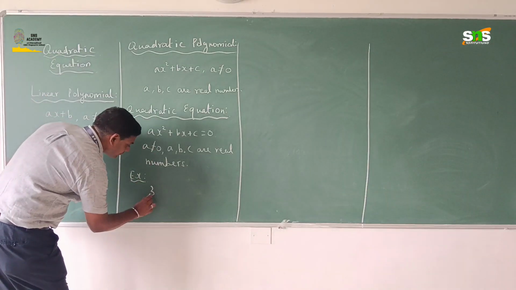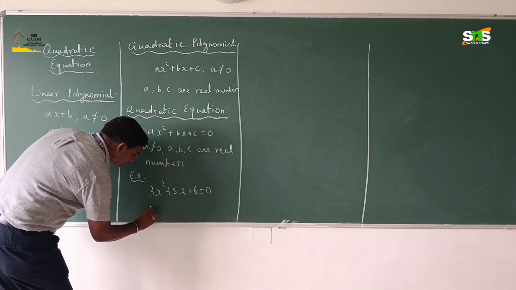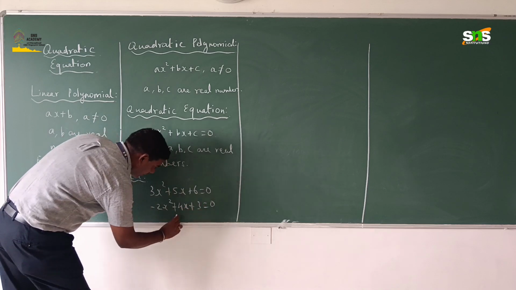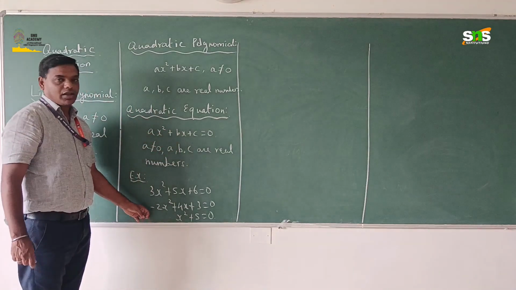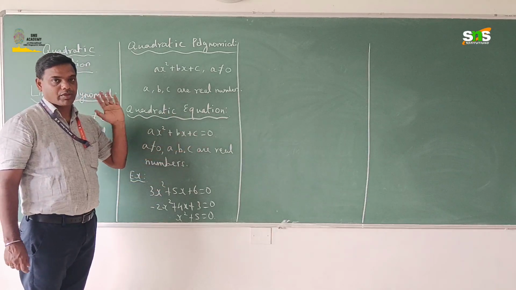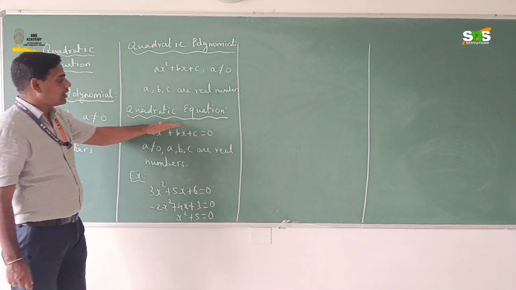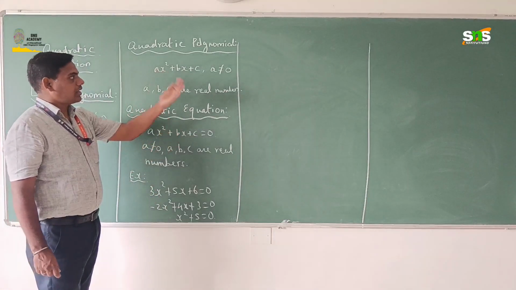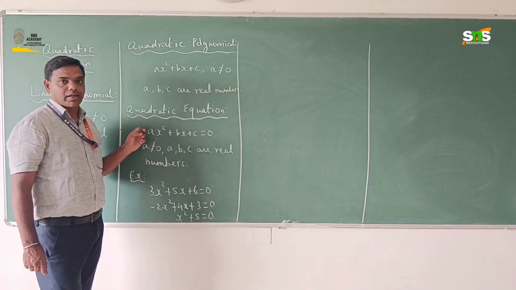For example, 6x square plus 5x plus 6 equal to 0, minus 2x square plus 4x plus 3 equal to 0, x square plus 5 equal to 0. These are examples of quadratic equations. When it is a quadratic equation, it should be equal to 0. First we saw the types of polynomial, and based on that we discussed what is meant by a quadratic equation. Next we have the cubic polynomial, but in this chapter we are going to discuss quadratic equations.